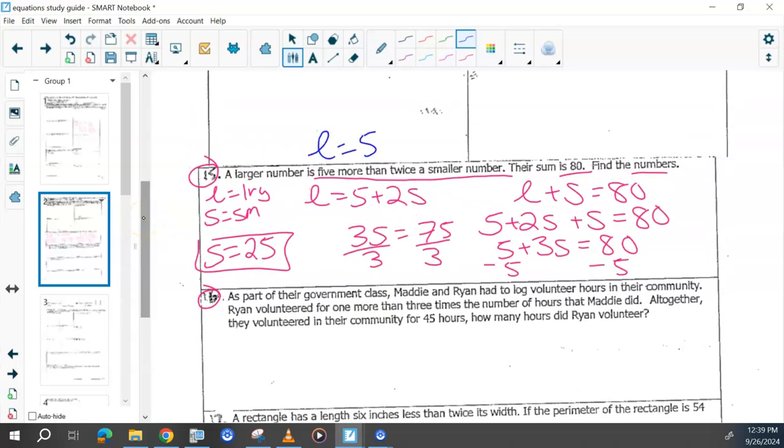Does that say 3S, 5 plus 3S? Where did 3 come from? We added 2 and 1.